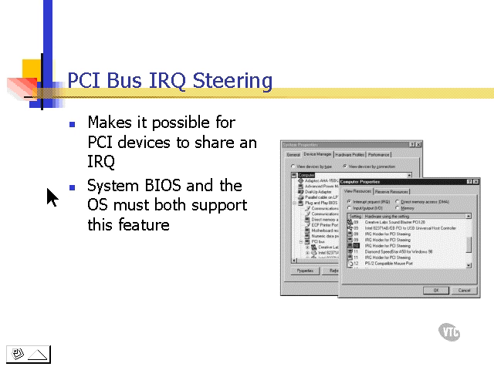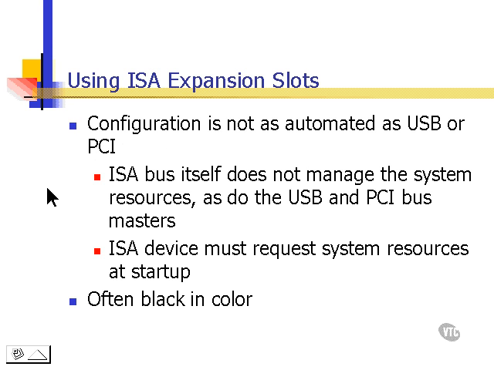The older type of expansion slot that is still in use today is called an ISA slot. ISA stands for Industry Standard Architecture, and these are the older slots. The configuration is not as automated as USB or PCI, and the ISA bus itself does not manage the system resources. The ISA device must request system resources at startup.